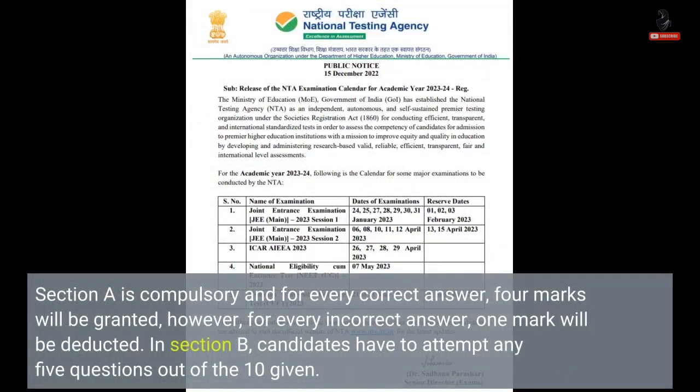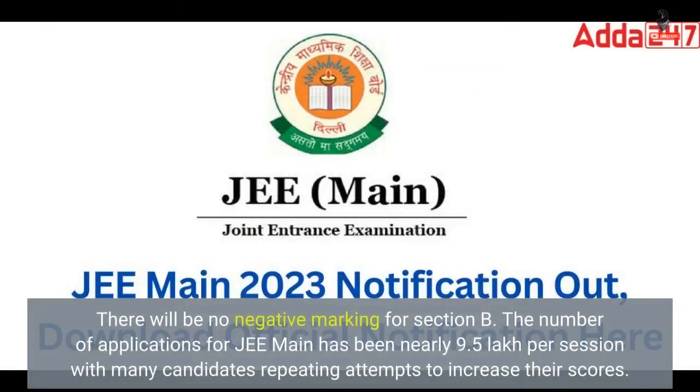Section A is compulsory, and for every correct answer, 4 marks will be granted. However, for every incorrect answer, 1 mark will be deducted. In Section B, candidates have to attempt any 5 questions out of the 10 given. There will be no negative marking for Section B.